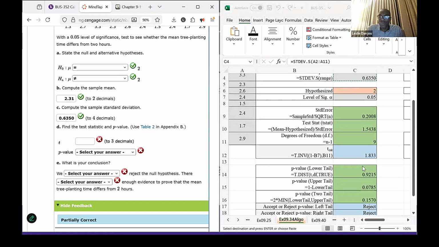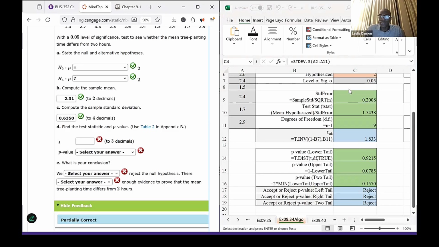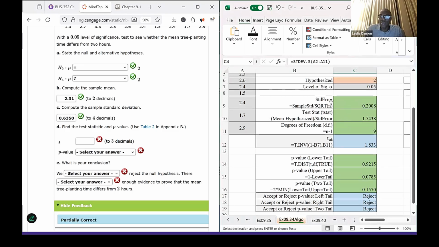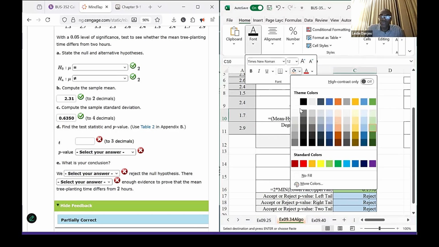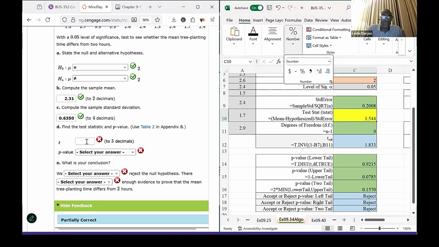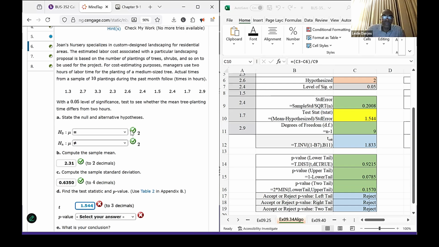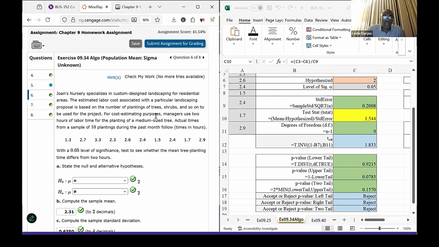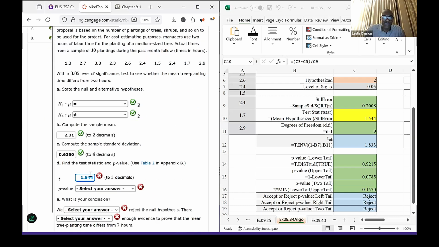All right, what is my T value? I'm going to scroll down. All right, my test statistic value is this guy right here. I'm going to yellowfy it, because yellow goes into here. And they want 3 decimal places. Too easy. Move it over. All right, check your work. Yep, it's gone. All right, but this is your t-value.